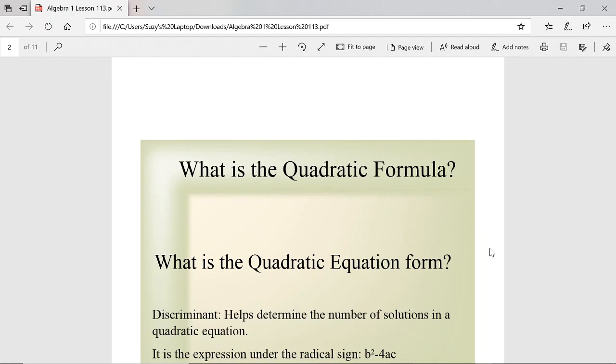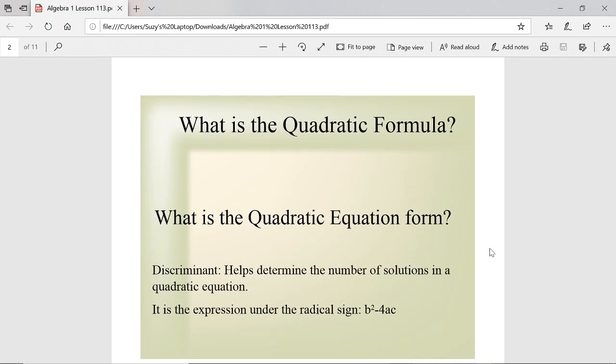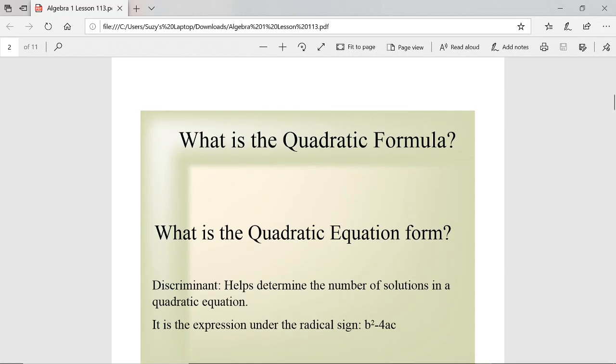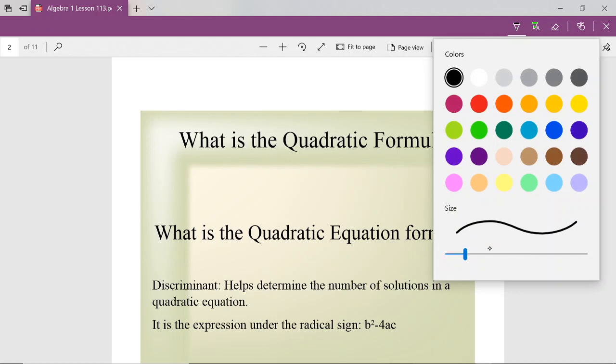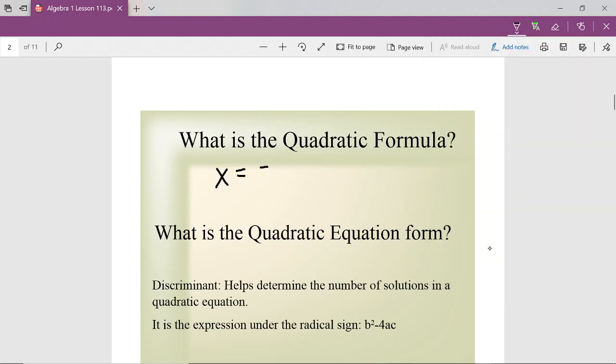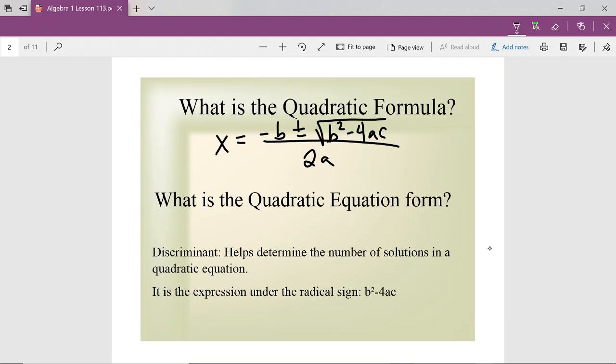So let's remind ourselves about the quadratic formula. We have x equals negative b plus or minus the square root of b squared minus 4ac all over 2a. There's a little song that goes with this. I think I showed it in the video about that, so you can go back and remind yourself of it. It goes along with Pop Goes the Weasel, but negative b plus or minus the square root of b squared minus 4ac all over 2a.